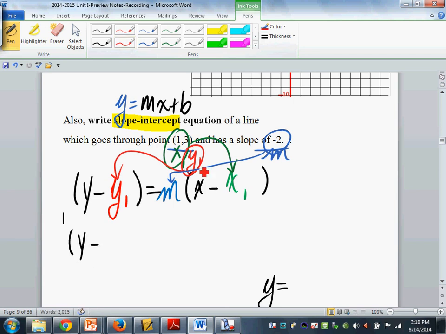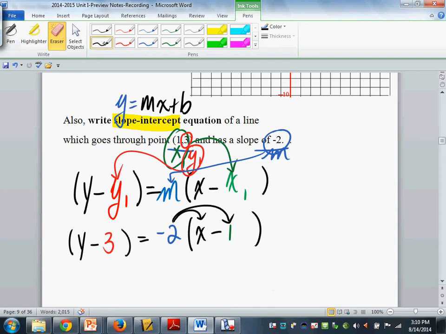So we end up with y minus 3 equals -2 parentheses x minus 1. Now, our goal is to get y by itself. So first thing we need to do is work out this distributive. So draw the little distributive arrows. And we're going to end up with y minus 3 equals -2x plus 2. It's plus because that's a double negative right there.